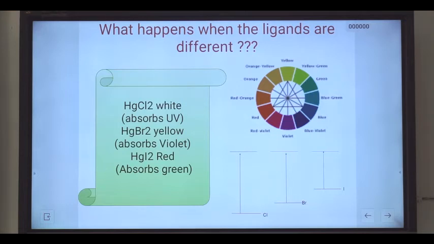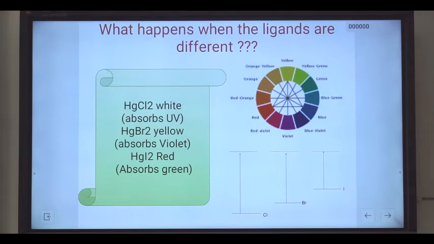Whereas in case of HgBr2, from ligand to metal transition, the band gap, or the band distance, gets reduced, so that is why HgBr2 appears yellow in color. Similarly, HgI2 appears red and absorbs green. So what is happening? The color is red but absorption is green, and similarly for HgBr2 the color is yellow but it absorbs violet color.